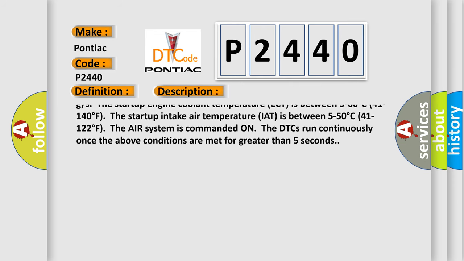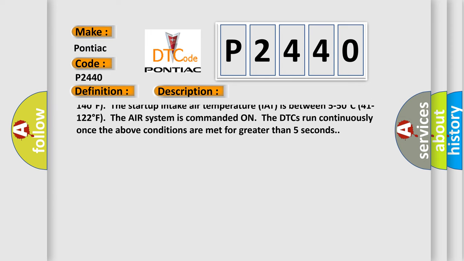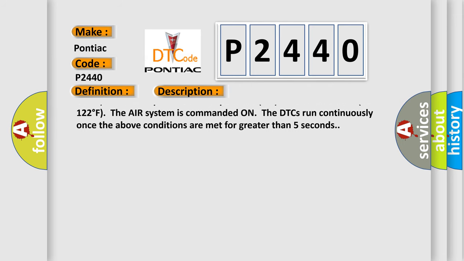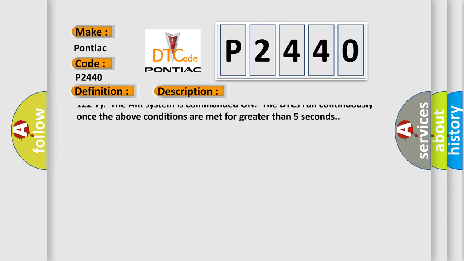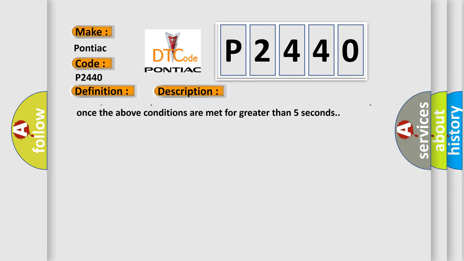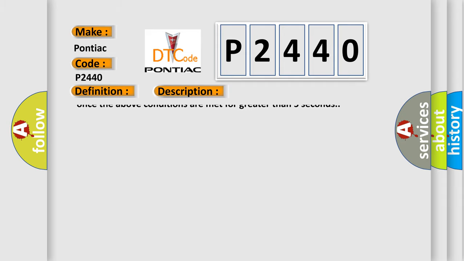The ignition voltage is between 9 to 18 volts. The barometric pressure BARO is greater than 70 kilopascals. The mass airflow MAF sensor is 3 to 24 g/s. The startup engine coolant temperature ECT is between 5 to 60 degrees Celsius, 41 to 140 degrees Fahrenheit. The startup intake air temperature IAT is between 5 to 50 degrees Celsius, 41 to 122 degrees Fahrenheit.